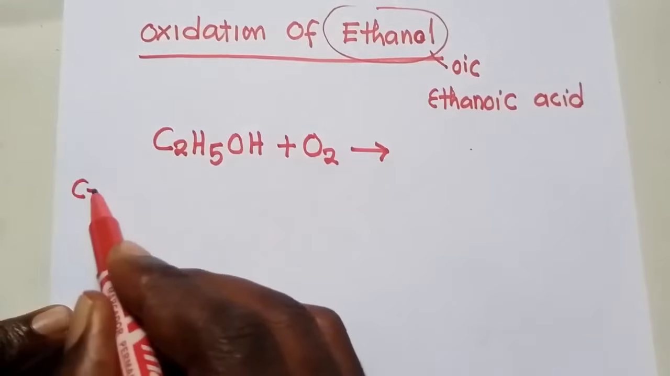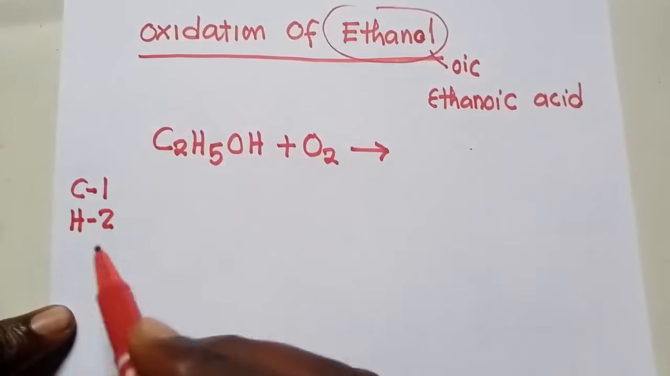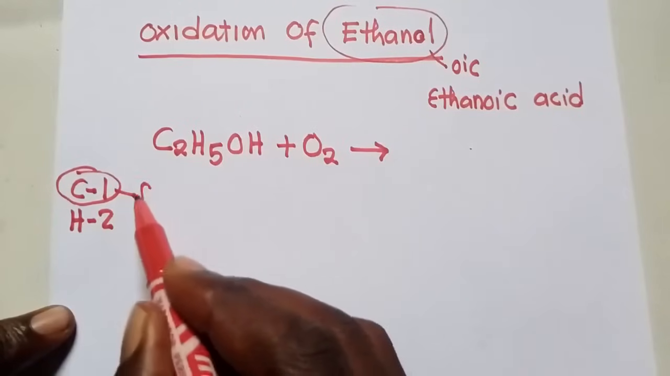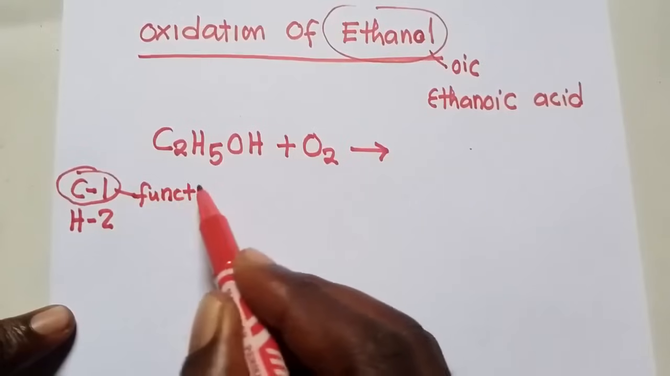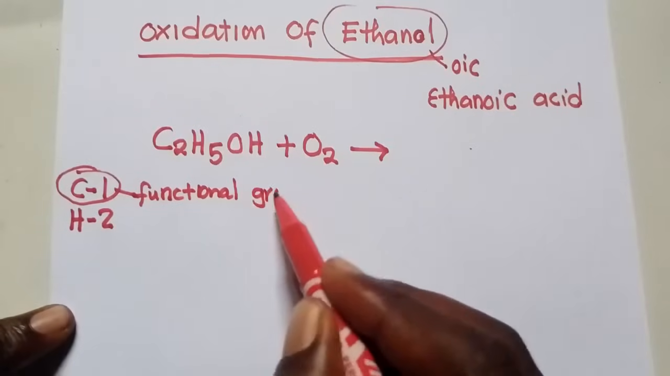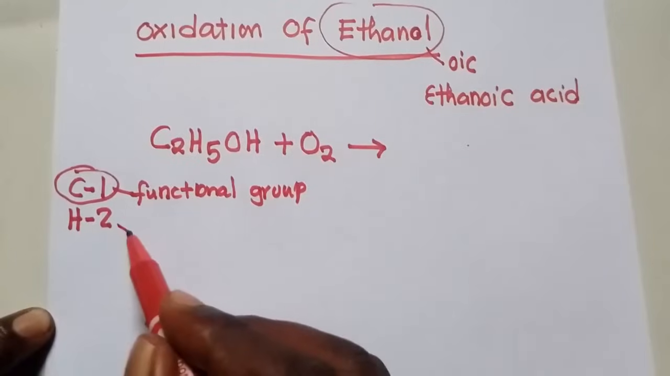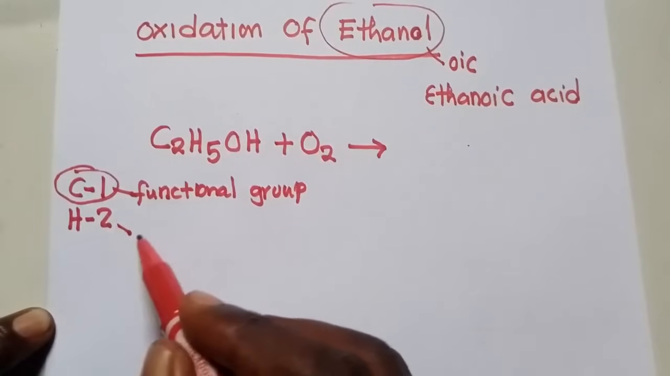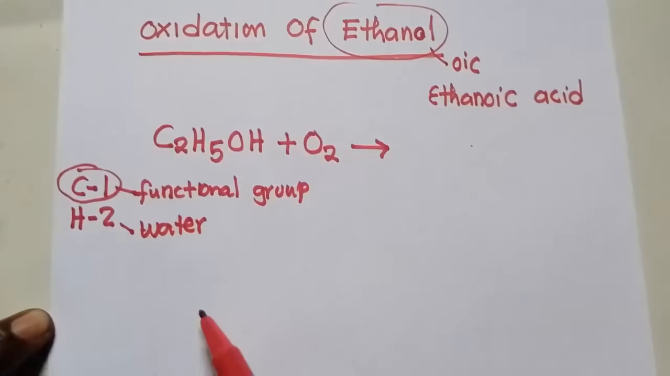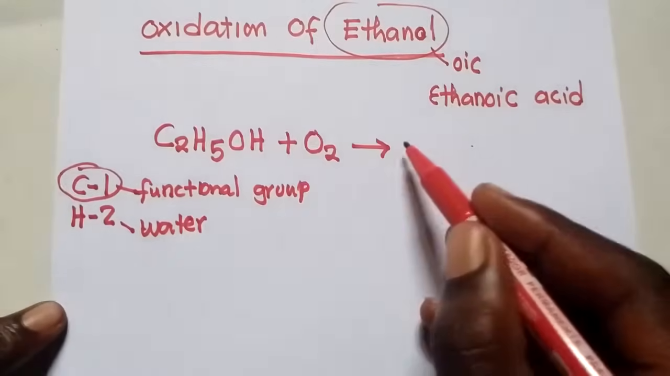Carbon, how many? One atom of carbon. Hydrogen, how many atoms? Two. This one is dropping so that it goes and forms a functional group. This one is dropping to go and form a functional group. That's the reason why it is dropping. Then this one here is dropping so that it goes and forms water. That's the main reason. So one atom drops here, so I'm going to have only one.